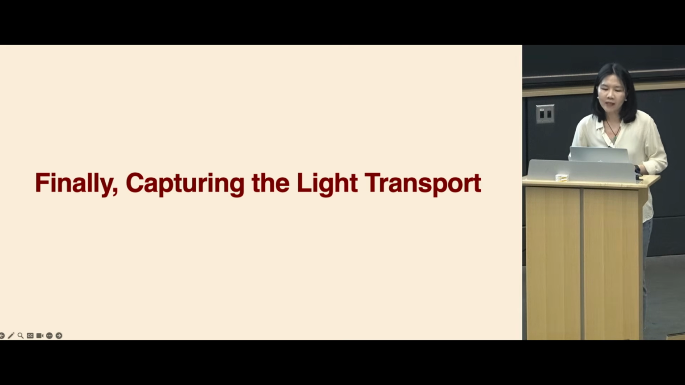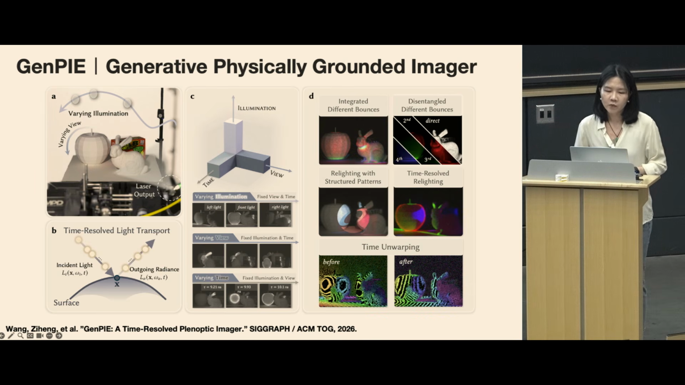The holy grail of imaging is to capture the complete light transport, and non-line-of-sight is just part of this. So recovering the full plenoptic light transport requires an incredibly high dimensional space. So our idea is to combine generative priors with physical constraints to reduce the samples. In short, this is an imager, but with generative reconstruction. At the upcoming SIGGRAPH, we will present this new imaging technology called GenPI.